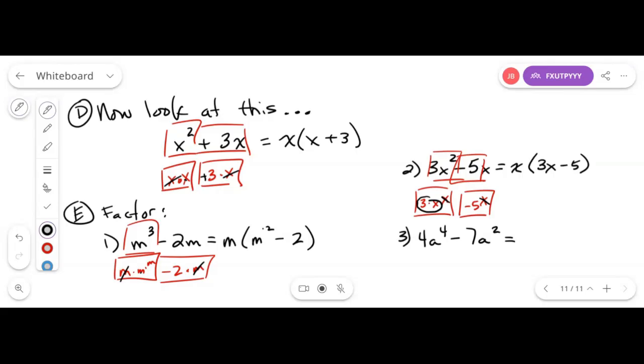You all got used to this from the other problems. If I draw the boxes, this is 4 times A times A times A times A. This is -7 times A times A. I have to take the most. Can't leave anything behind.